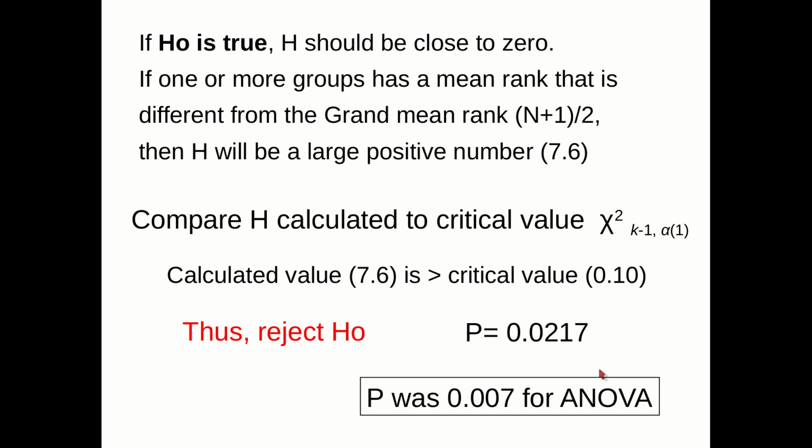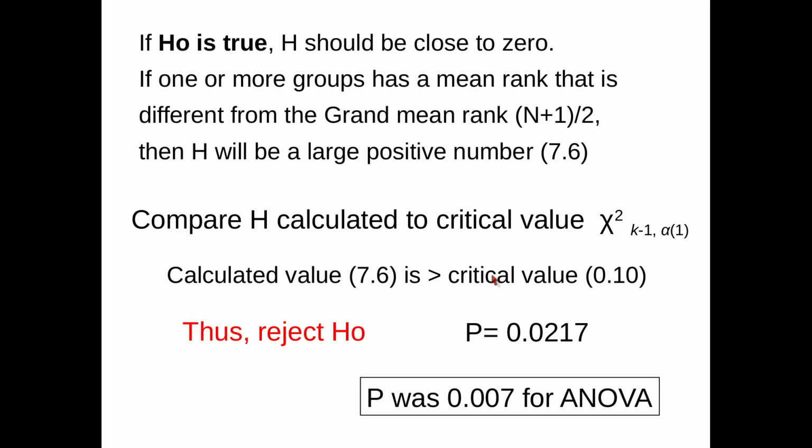If the null hypothesis is true, this H, if you think about the formula I just showed in the previous slide, should be close to 0. If one or more groups has a mean rank that is different from the grand mean rank, then H will be a large positive number. In our case, we got 7.6. So this observed H statistic is going to get larger and larger as you move away from the null hypothesis.